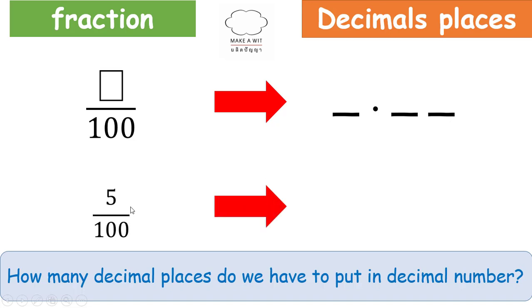5 over 100 equals what? Step 1, we have to count the zeros in the denominator: 1, 2. There are 2 zeros, and then we have to write the whole number. Write number 5 and then count from back to front: 1, 2. We have to count 2 decimal places, 1, 2, and point. Okay, it's equal to 0.05.